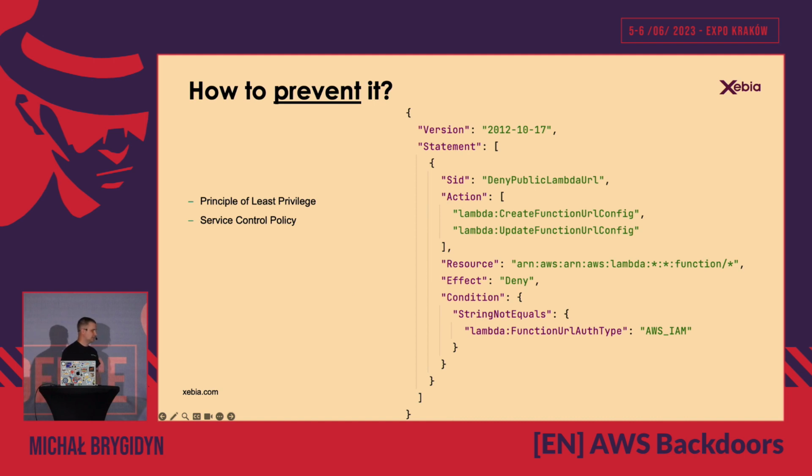Preventing? Easy. SCP, and we are not blocking the whole action to create public URLs. We are just forcing users to select the auth type of AWS IAM. So instead of anonymous, unauthorized, unauthenticated access, we will force them to use IAM kind of authentication. And thanks to that, I will not be able to trigger it if I don't have valid credentials.